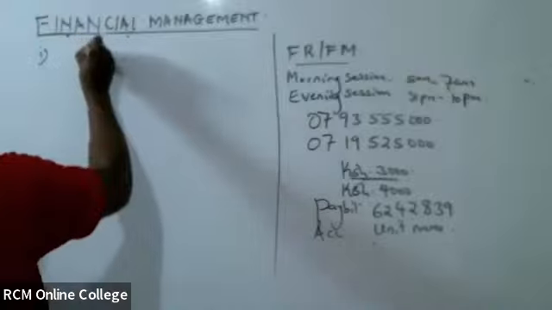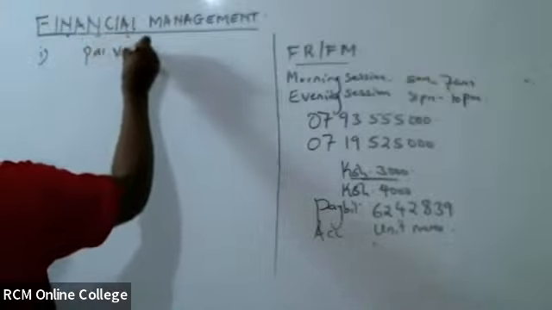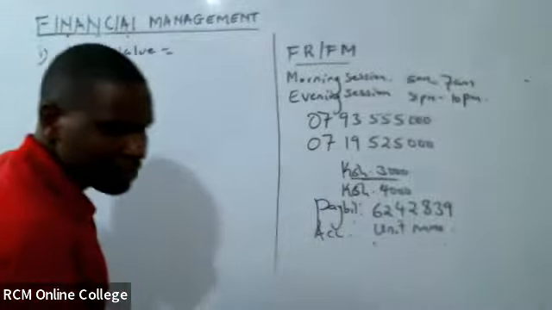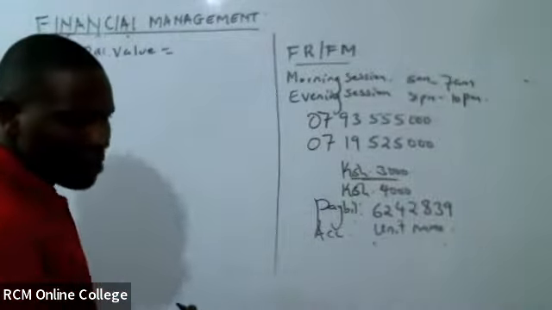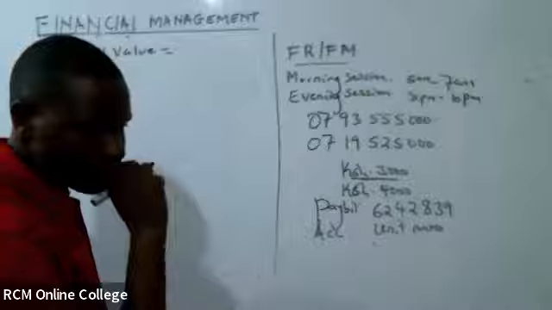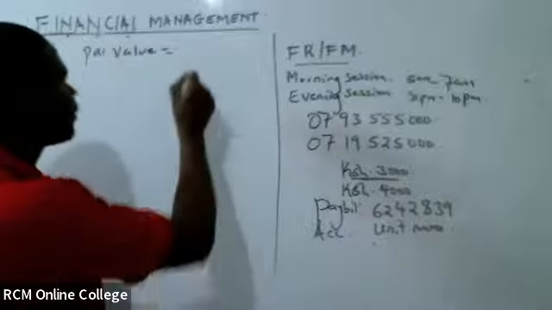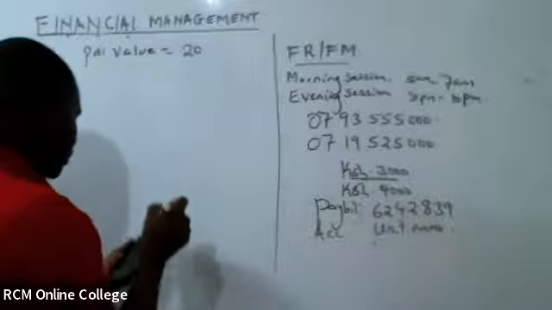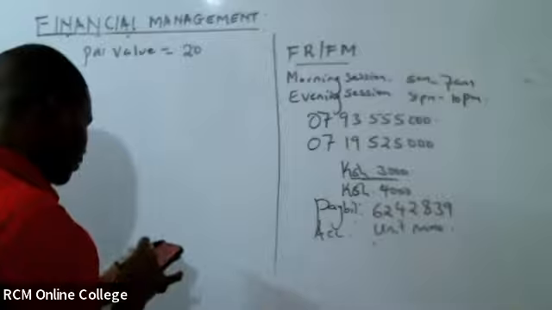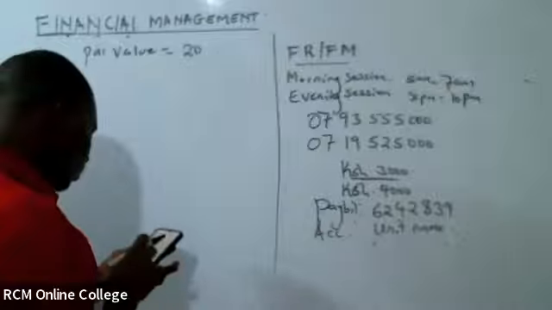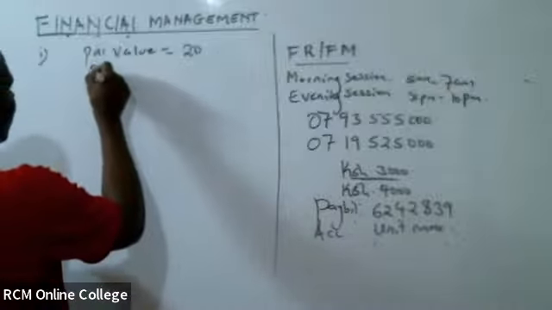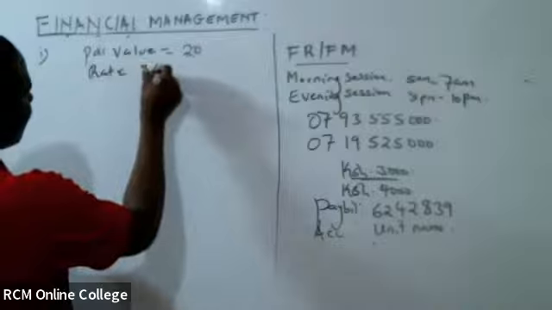What is the par value for the preference share? I need the par value. Par value ni ngapi? Par value of the preference share: 20. What is the rate of preference share? Preference dividend is 8%. So rate ni 8%.